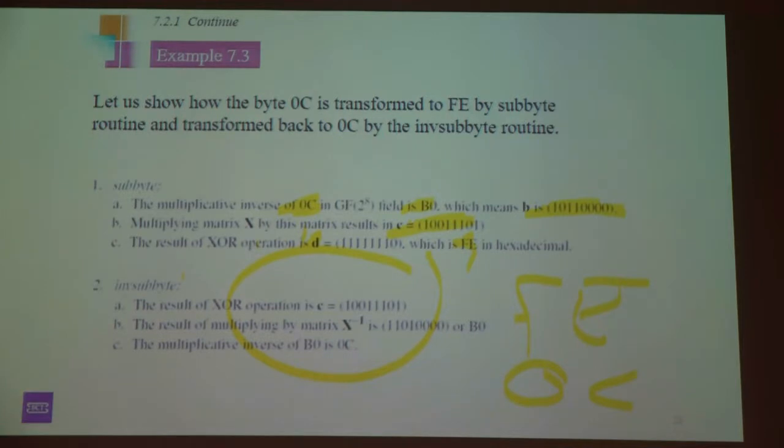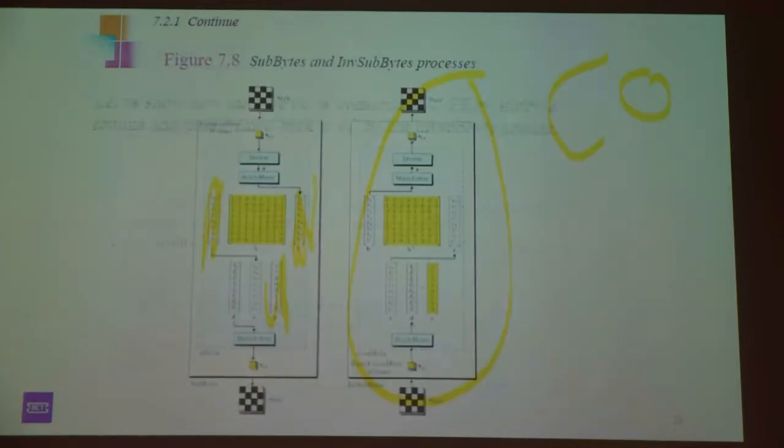What's Y? Is Y acting like a key here? Y is predetermined, given by the algorithm. So Y is predetermined, and the box in here is predetermined, right? By design.